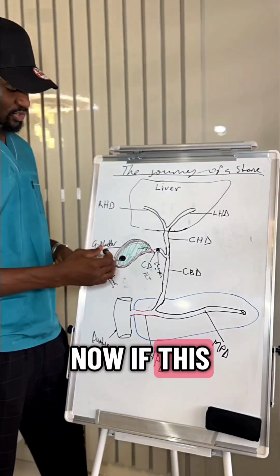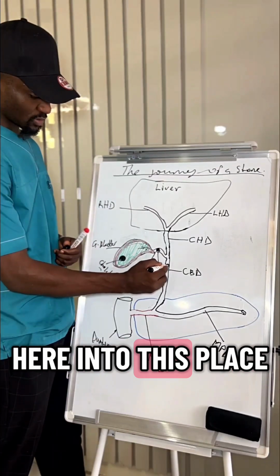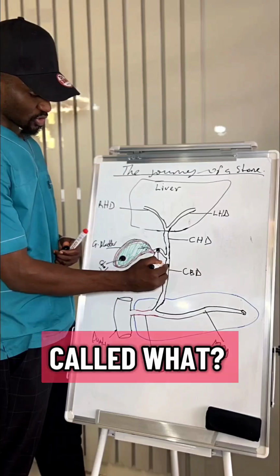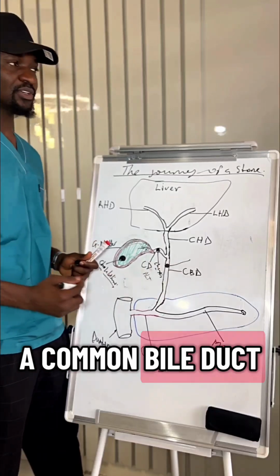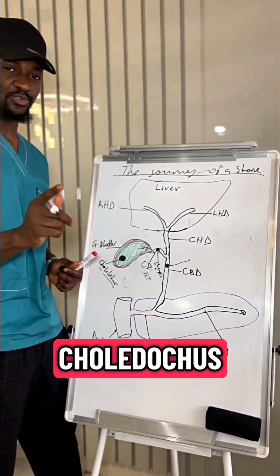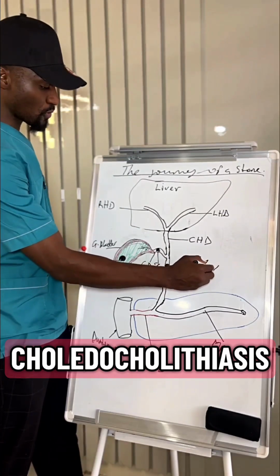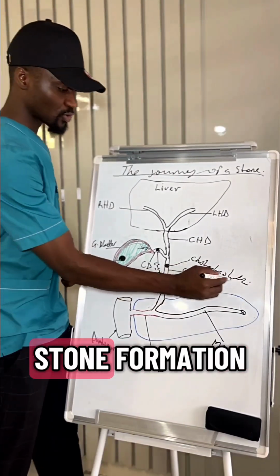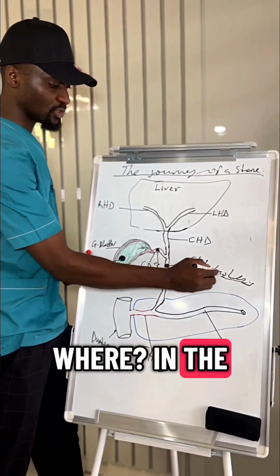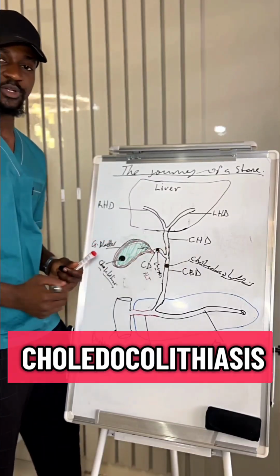Now, if this stone manages to get dislodged from here into this place is called what? A common bile duct. Remember, the name of a common bile duct in Latin is called ductus choledicus. So, what then do you get? Choledocholithiasis. Now, lithiasis is back. Stone formation. We are in the ductus choledicus. When stone forms in the ductus choledicus, you get choledocholithiasis.